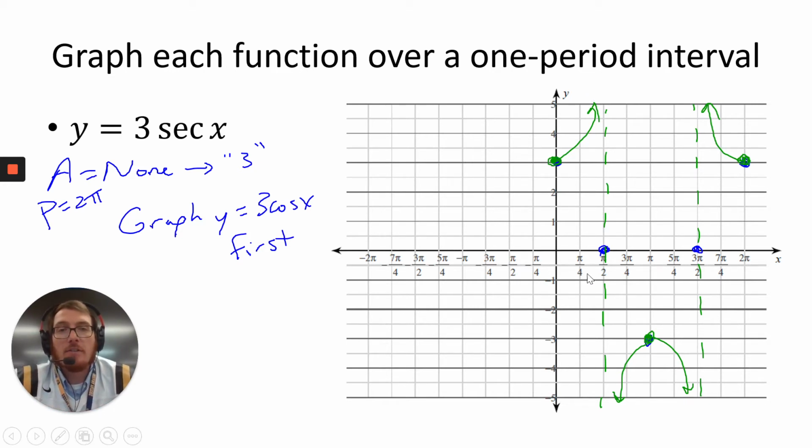And the period is 2 pi, so the 5 points I've drawn here would be the cosine graph, asymptotes on equilibrium, and then flip the graph around to figure out what 3 secant x looks like.